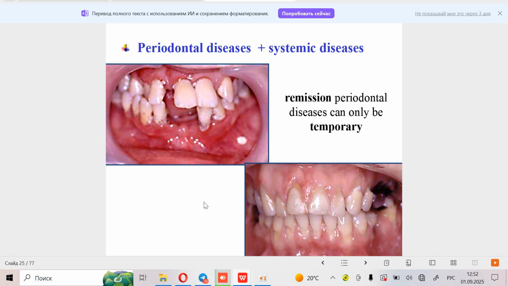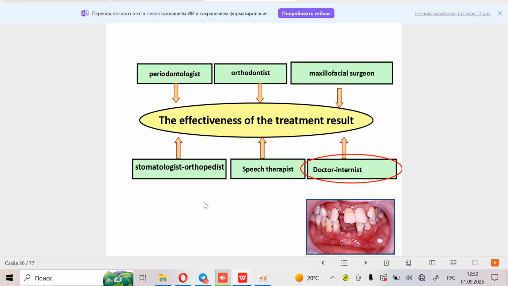In another situation, if there is a systemic disease, remission can only be temporary, and it is very difficult to work with such patients. There is a systemic pathology that is manifested in the oral cavity, for example, blood diseases, diabetes, and other systemic diseases. And of course, in such cases, the leading role in the treatment belongs to the internist doctor, for example, an endocrinologist, hematologist, and others.